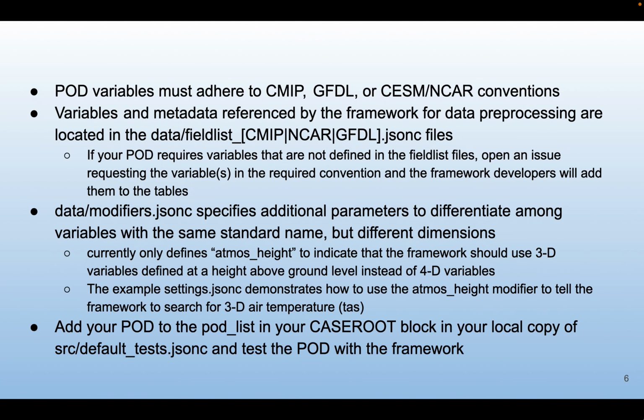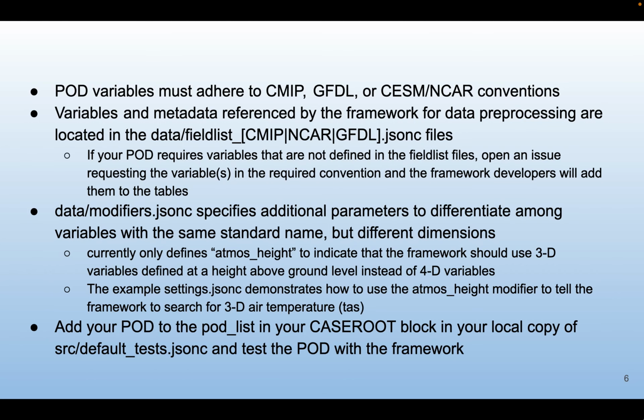So here is a general set of recommendations. First, pod variables must adhere to CMIP, GFDL, or CESM/NCAR conventions. The variables and metadata referenced by the framework that are required for the pre-processing that pertain to these conventions are located in the data/fieldlist_convention name JSONC files. If you need additional variables, or say you need a level field defined for a specific variable in the fieldlist file or several files, go ahead and open an issue requesting the variables in the required convention, and the developers will add them for you.